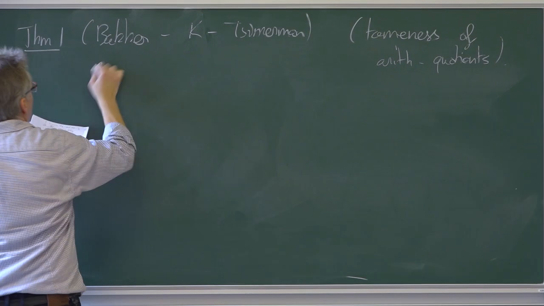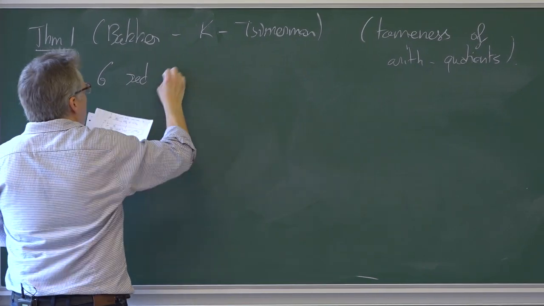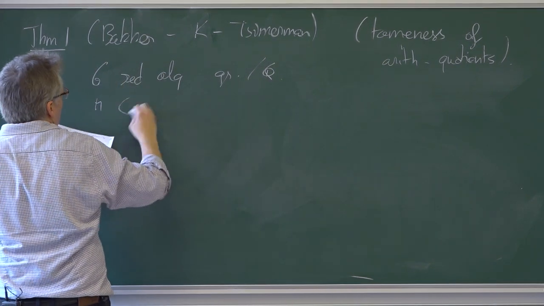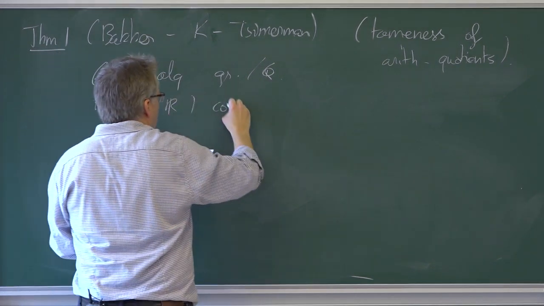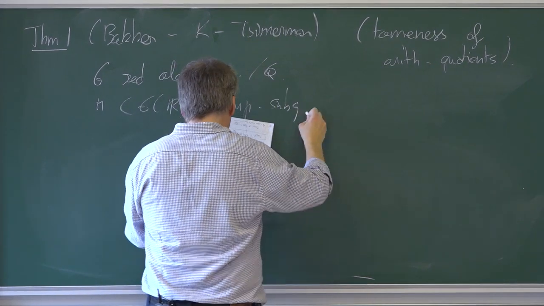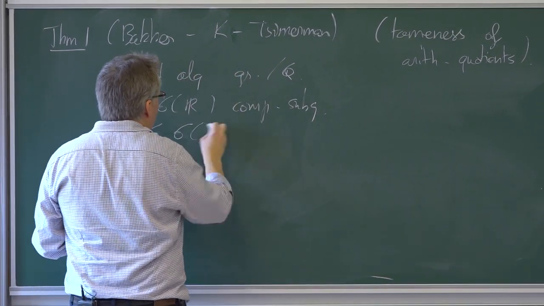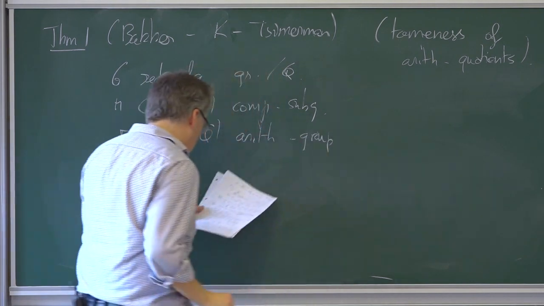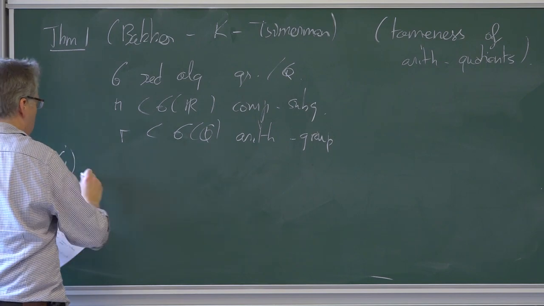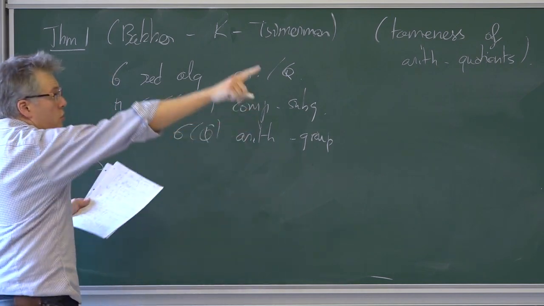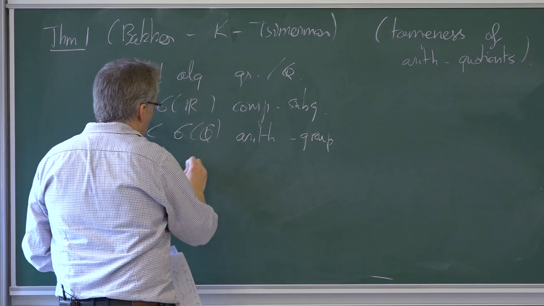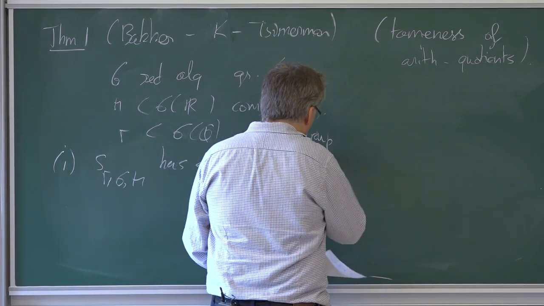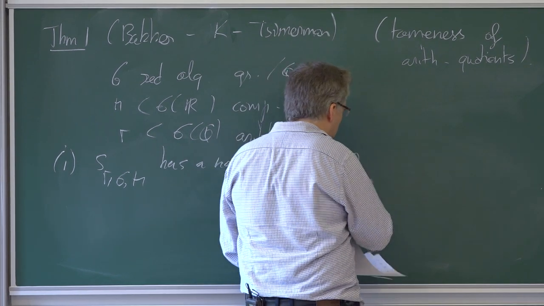And this is pure group theory. It has nothing to do with Hodge theory. You take a reductive algebraic group G over Q, you take M in G of R, a compact subgroup, and you take gamma in G of Q, an arithmetic group. This is what I call an arithmetic quotient. So S gamma GM, this double quotient, has a natural R-alg definable structure.